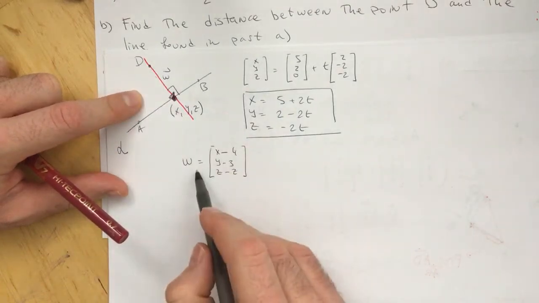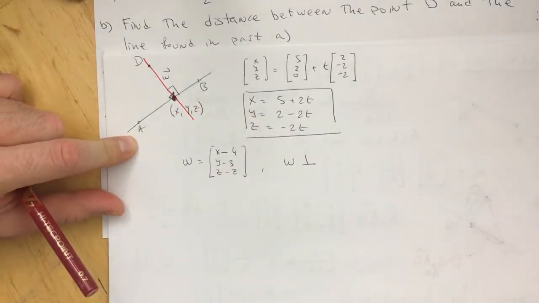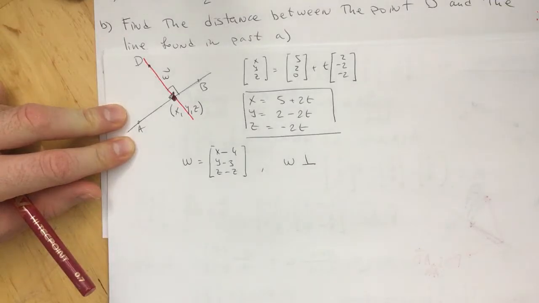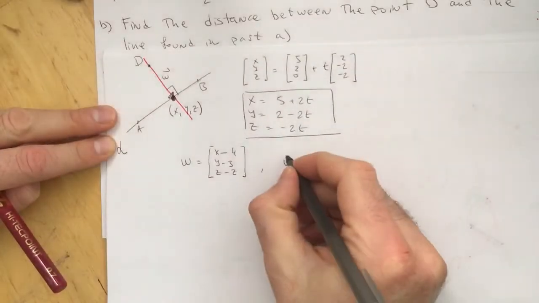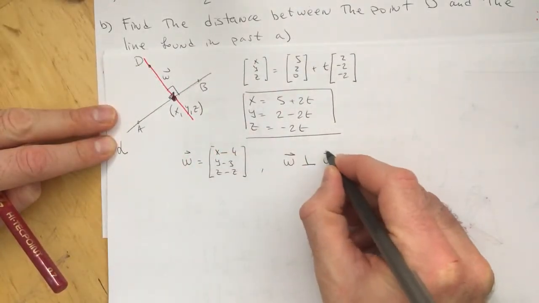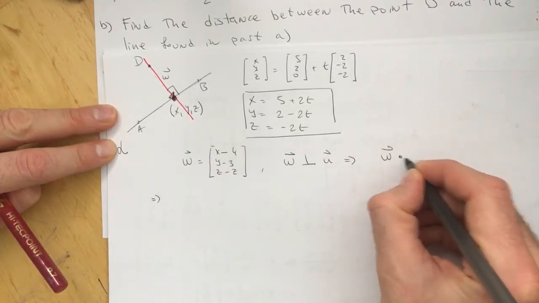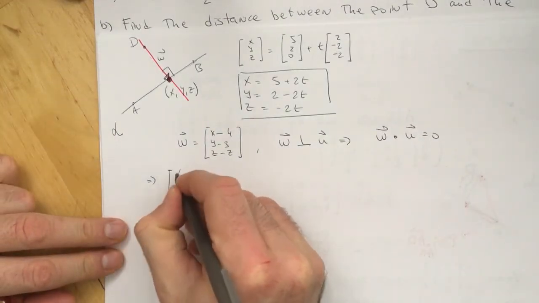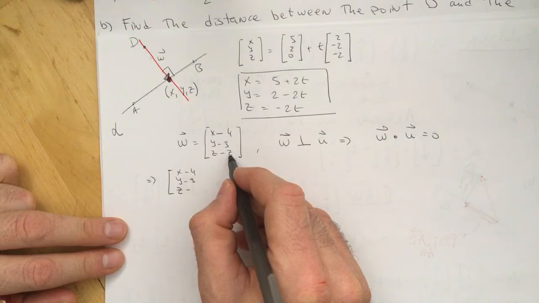Now this vector W is orthogonal to the vector parallel to the line. And the vector parallel to the line was 2, negative 2, negative 2. Did we give it a particular name here or not? We called it u. So this vector W is orthogonal to u. This implies that W dot product u is equal to 0. So let's see where this is going to lead us. This is x minus 4, y minus 3, z minus, why is this z here?